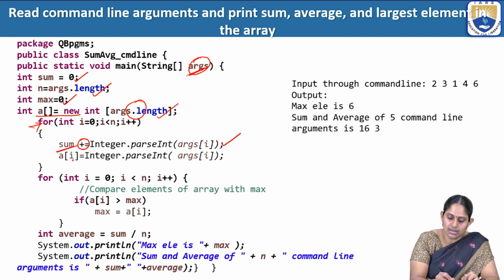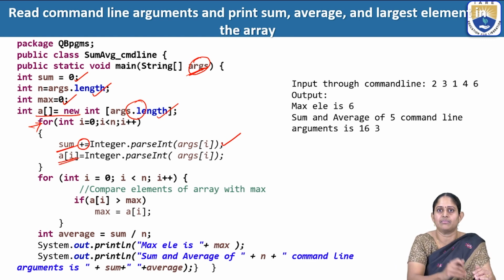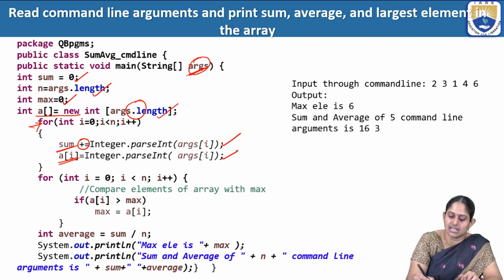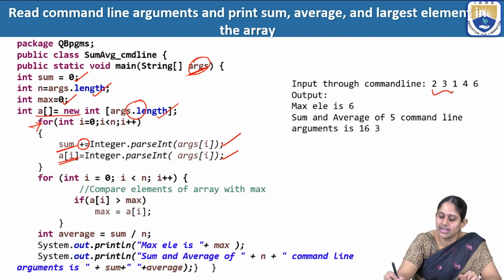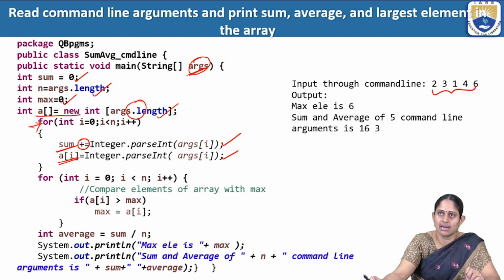Then also, since we have to find the average and the largest of that array, we are storing those elements into another array as integer. So each element is converted into integer and stored into an array a. So let's say we are having these elements stored, passed through the command line.